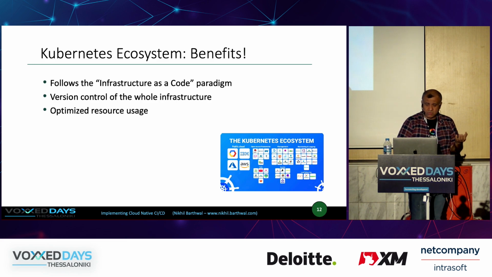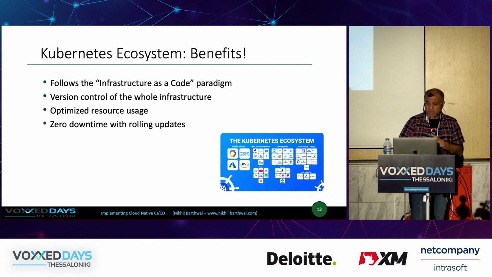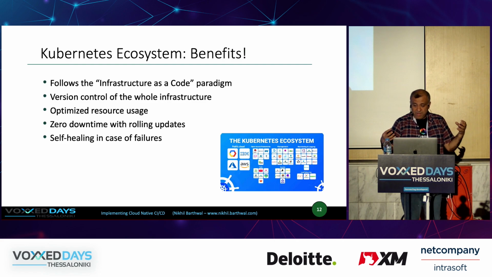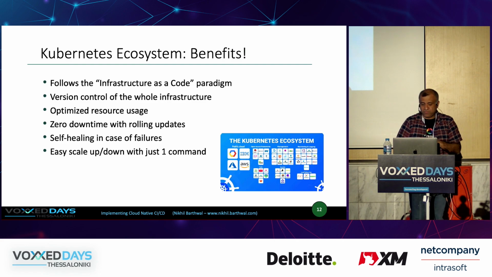You have optimum resource usage, right? Because you have many, many pods, you have zero downtime, you have rolling updates. And of course, you have self-healing in case of failures, which is what I mentioned about, right? Desired state and the actual state, and it tries to basically manage. And you can scale up and scale down very easily. So there are a lot of benefits for Kubernetes.